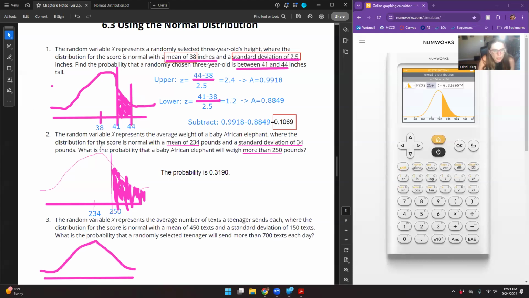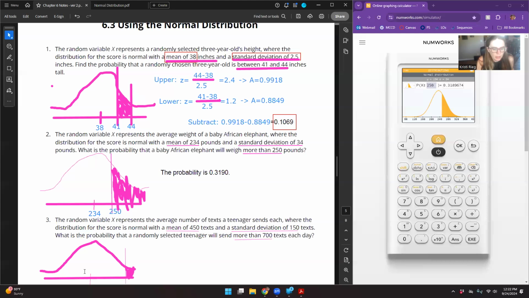Okay, this time, what are we doing? We are doing a mean of 450, a standard deviation of 150, and more than 700. Right in the middle, we have 450. That means 700 is way over here. It does not need to be drawn to scale, but ish is good. And I want more than, so I have this little guy shaded over here.